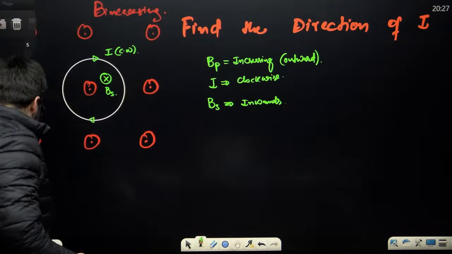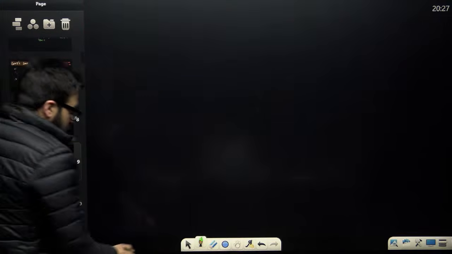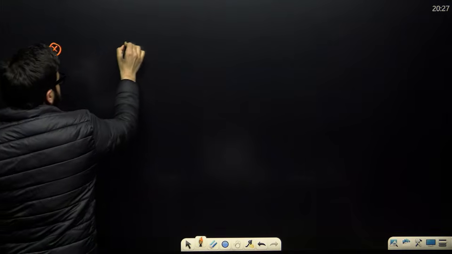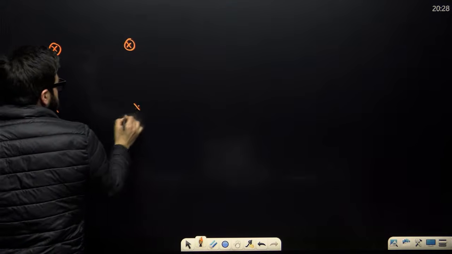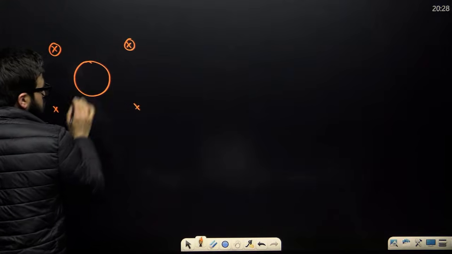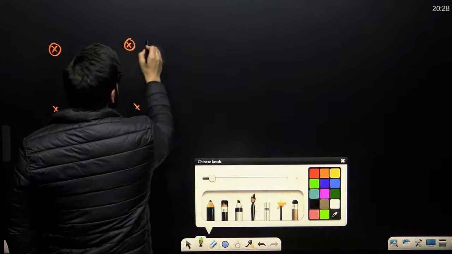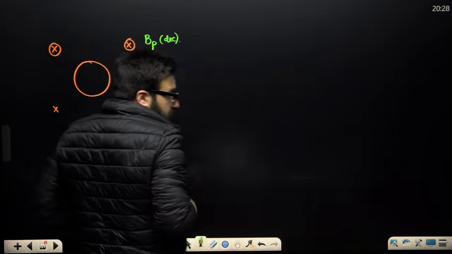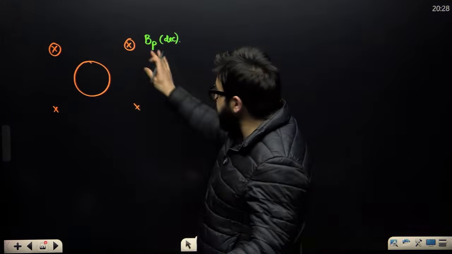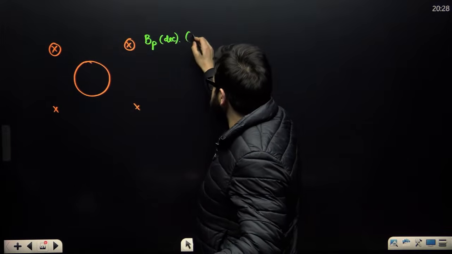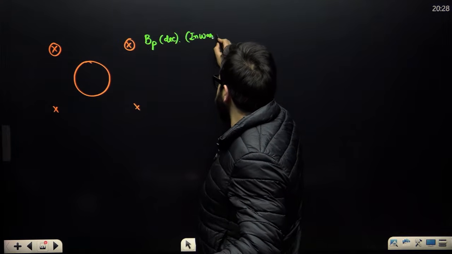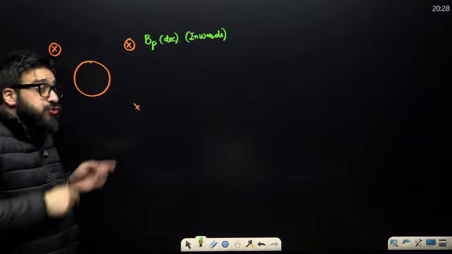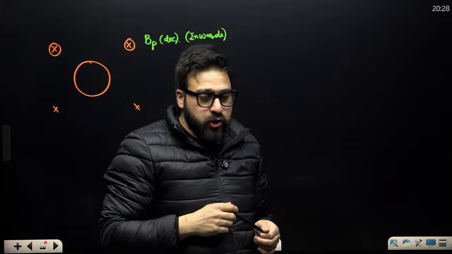Let me show you one more question. Let's suppose, listen carefully, you have got a magnetic field, this is inwards. In this inward magnetic field, you place a loop. And this inward magnetic field, this is B primary, it is decreasing. Now tell me, if the primary magnetic field is decreasing, and it is inwards, current will flow in the coil? Yes. How should the current flow? What should be the direction of the current?